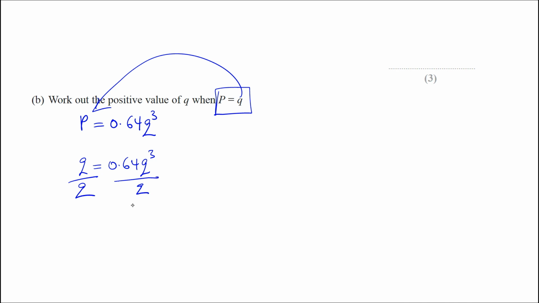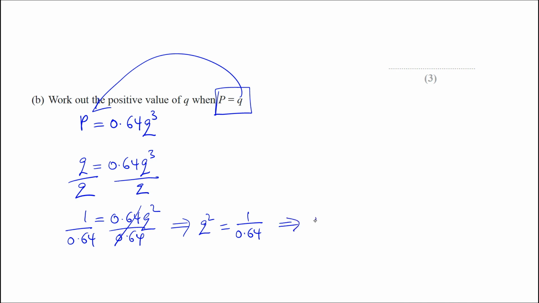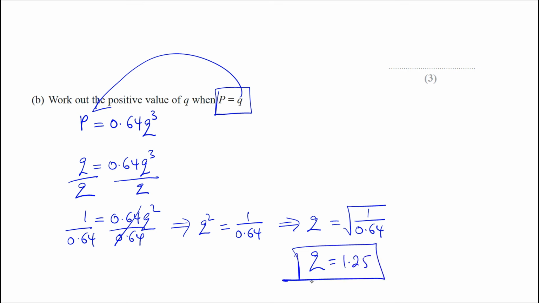So we shall end up with 1 is equal to 0.64 Q squared, and then divide by 0.64, so Q squared will be equal to 1 over 0.64. So Q will be equal to the square root of 1 over 0.64, and that will be equal to 1.25. So the value of Q is equal to 1.25.